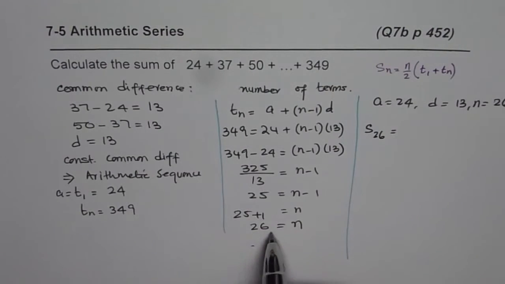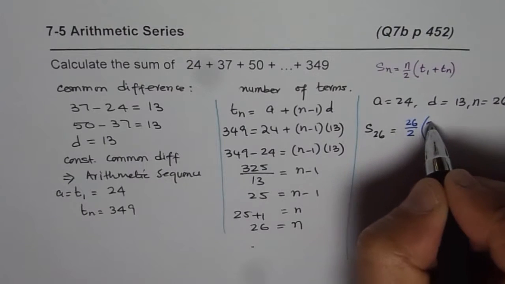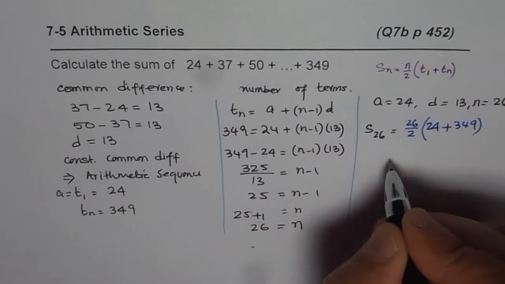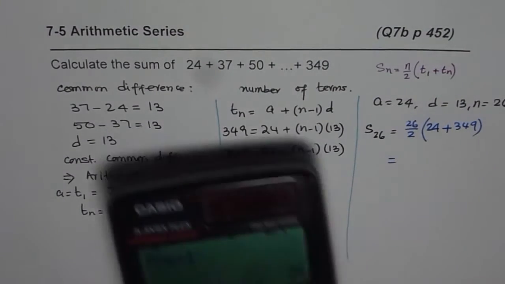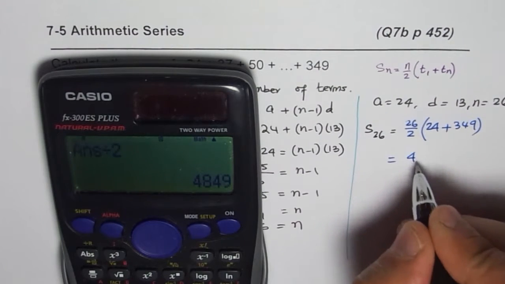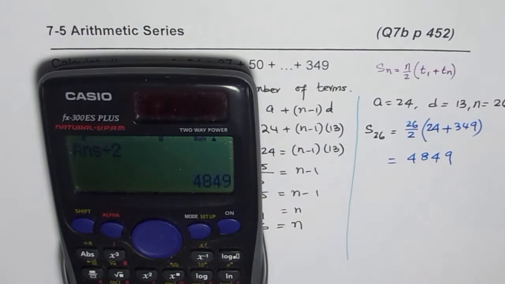So S of 26, since there are 26 terms, is 26 divided by 2, times the first term 24 plus the last term 349. Use a calculator, I highly recommend it. 24 plus 349 equals, and then you do times 26 equals, divided by 2 equals. There is no harm in pressing equals after every operation, since you are not really putting brackets.